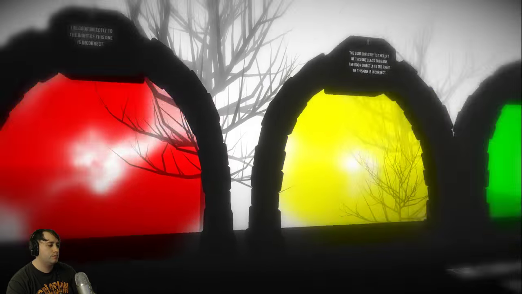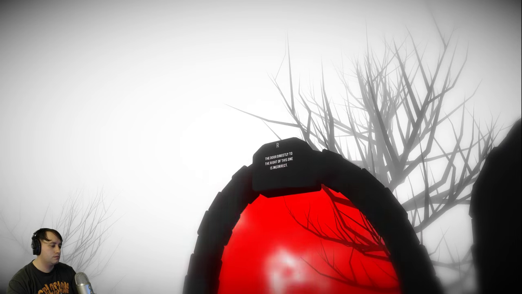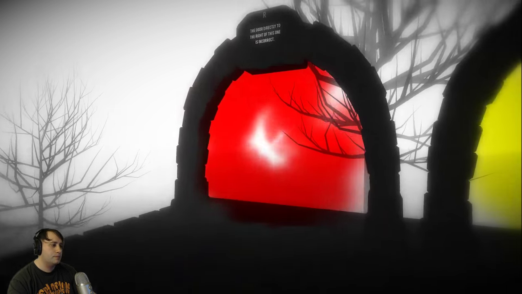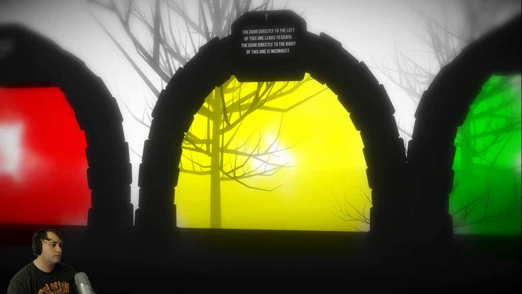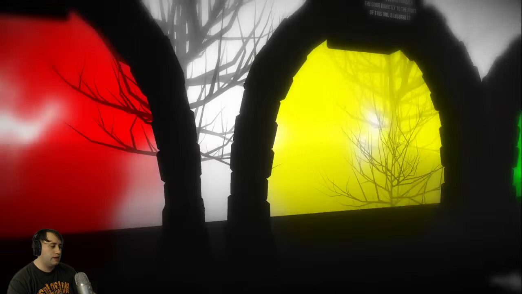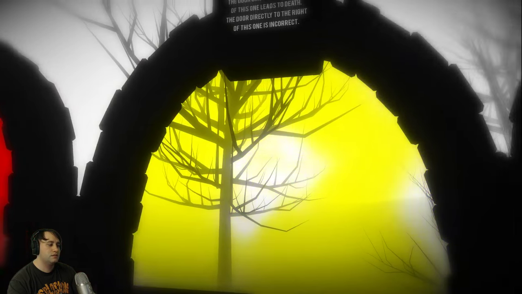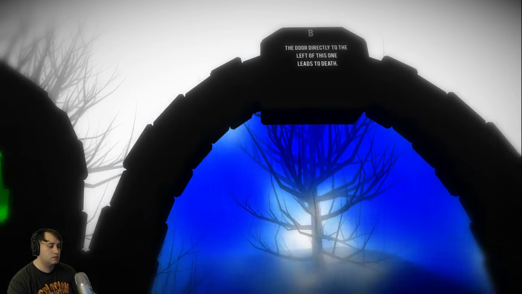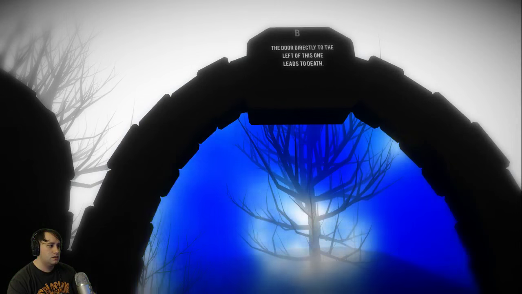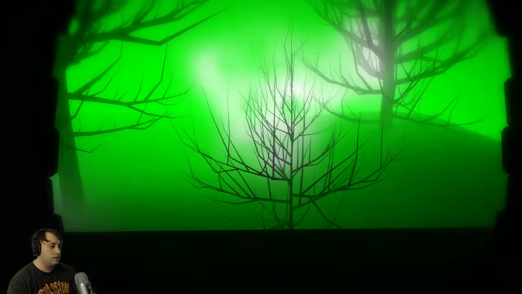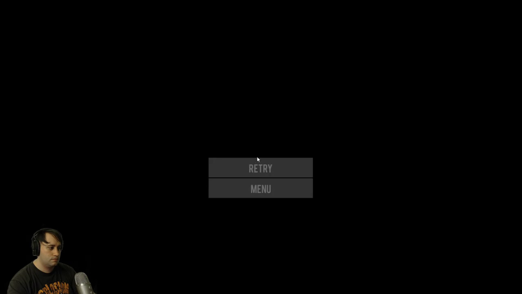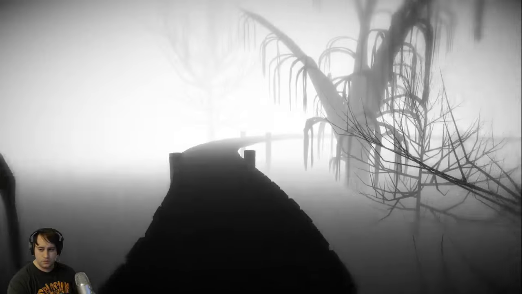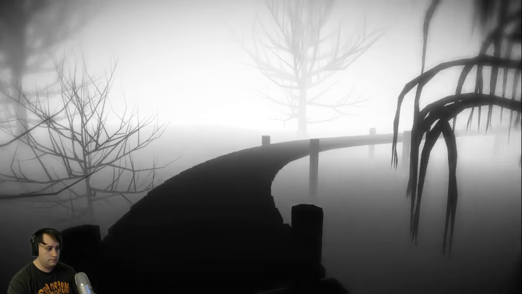I think the real problem here is it doesn't tell me what to do with the single statement doors. Like, how do I know if these are not lying? Okay, so we'll just go from left to right. This says this is incorrect. This says this is correct. This says this is incorrect. Okay, so if this is incorrect, the door to the left of this one leads to bacon. It is wrong. So that line of reasoning does not work.